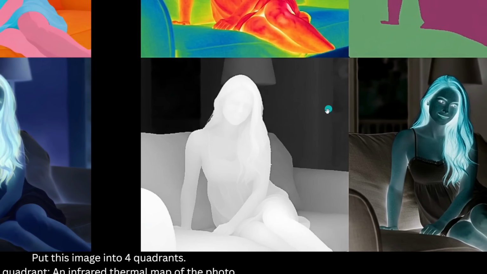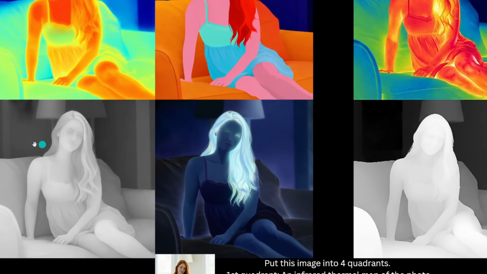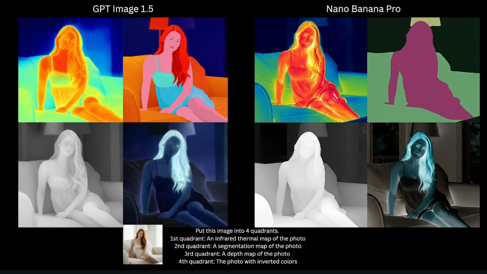You can see that the background is a lot farther away than the stuff here, whereas for GPT, it didn't really convey this accurately. And then for the inverted color, let's invert the color, and this actually is a lot closer to the original image. Very cool. So I would have to say in this instance, Nano Banana Pro is the winner.